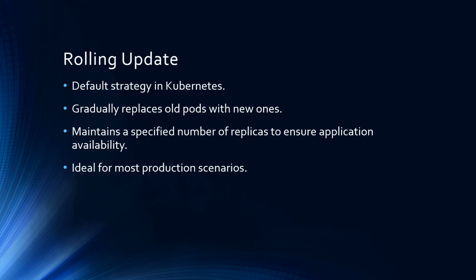Here's a practical tip. Start with small batches in your rolling update configuration. You can control this using the max surge and max unavailable parameters in your deployment configuration. This gives you better control over the update process and makes it easier to catch potential issues early.